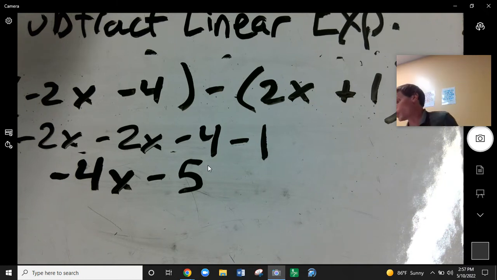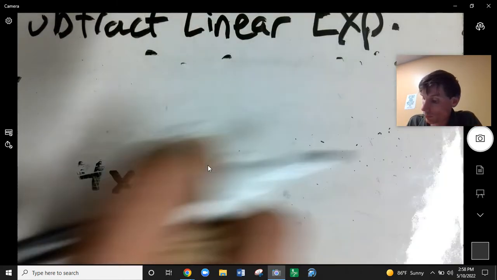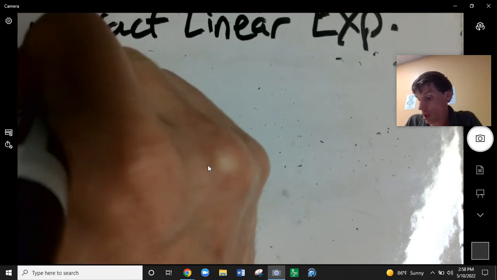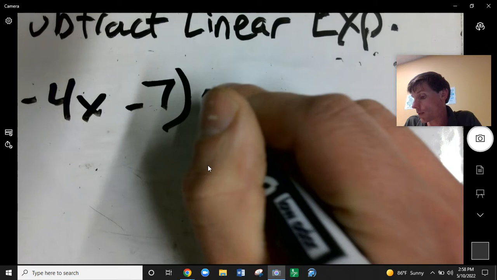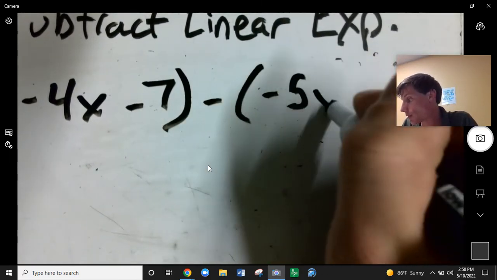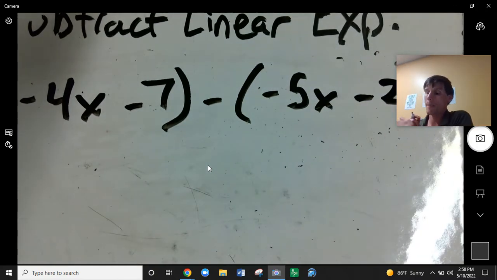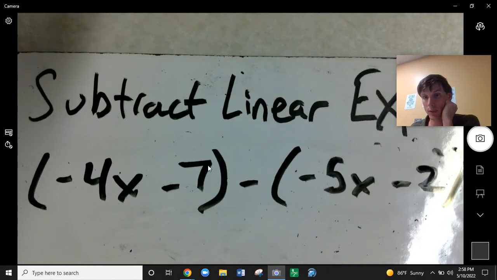All right. So let's look at one or two more here. Hopefully we're getting it. All right, again, we have negative 4x minus 7. From that, we are subtracting the quantity of negative 5x minus 2. Okay, again, lots of minuses there. Minuses everywhere. All right, so you can see the whole thing there.